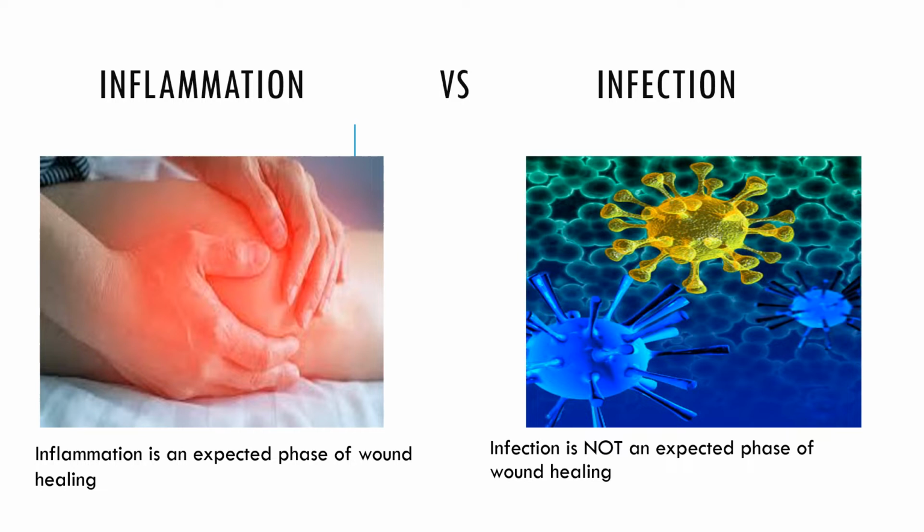Whereas infection is not an expected phase of wound healing. It occurs when germs such as bacteria or other types of pathogens grow within the damaged skin of a wound. Symptoms could be increasing pain, swelling, redness around the wound, foul odor, and purulent drainage. In severe cases, if left untreated, the infection may become systemic and it may cause nausea, chills, or a fever.